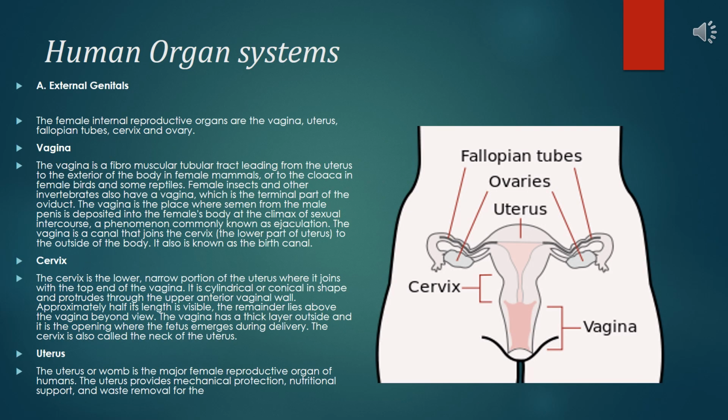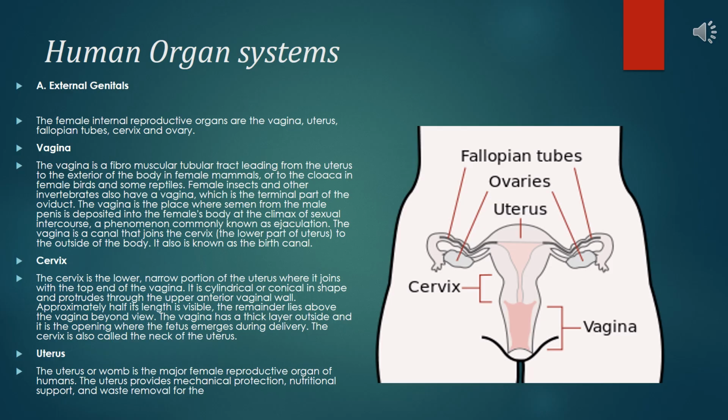External genitals. The female internal reproductive organs are the vagina, uterus, fallopian tubes, cervix, and ovary. Vagina. The vagina is a fibro-muscular tubular tract leading from the uterus to the exterior of the body in female mammals, or to the cloaca in female birds and some reptiles. Female insects and other invertebrates also have a vagina, which is the terminal part of the oviduct. The vagina is the place where semen from the male penis is deposited into the female's body at the climax of sexual intercourse, a phenomenon commonly known as ejaculation.